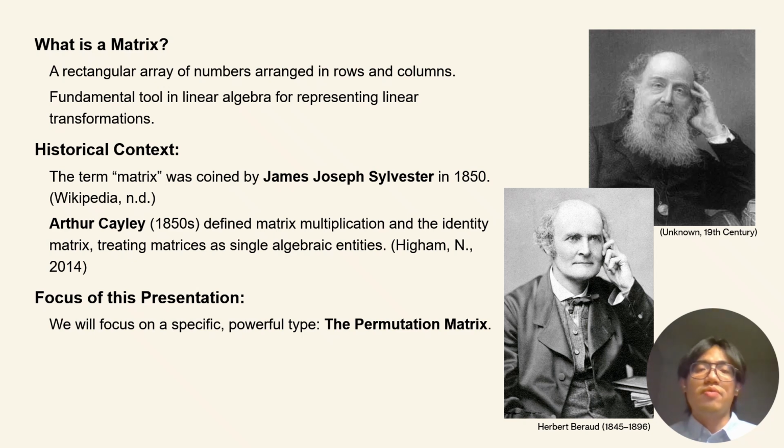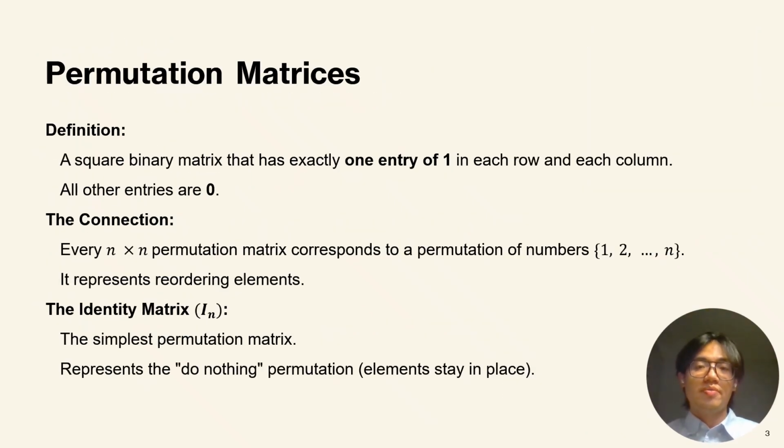While matrices are a broad topic, today we will focus on a specific, powerful type, the permutation matrix. So, what is a permutation matrix? It is defined as a square binary matrix that has exactly one entry of 1 in each row and each column, with all other entries being 0. Conceptually, every n by n permutation matrix corresponds to a permutation of the numbers 1 to n. It effectively represents the action of reordering elements.